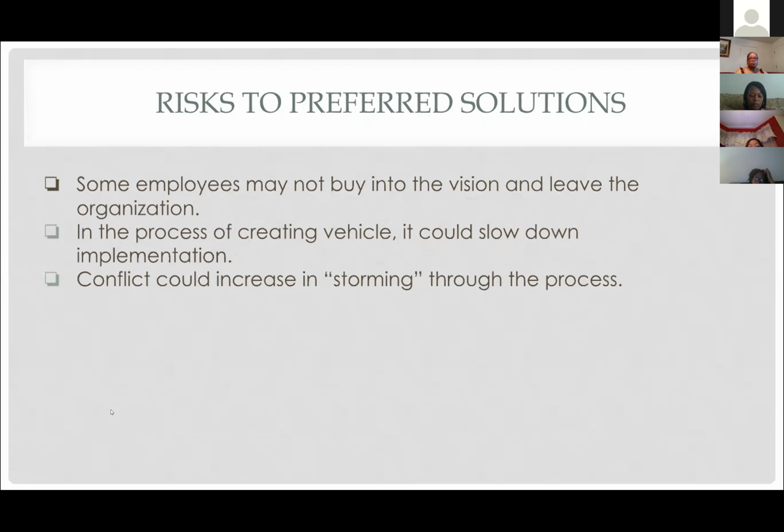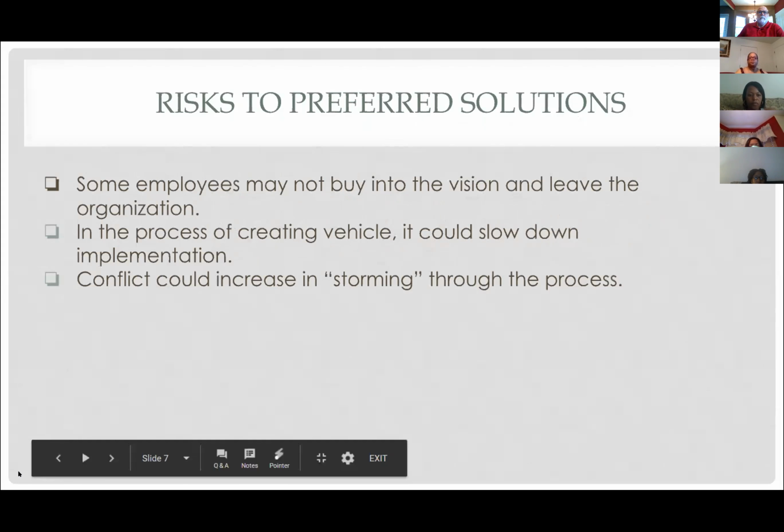Risk to preferred solutions. Some employees may not buy into the vision and leave the organization. In the process of creating the vehicle, it could slow down implementation. And then, of course, with change, conflict could increase in storming through the process.